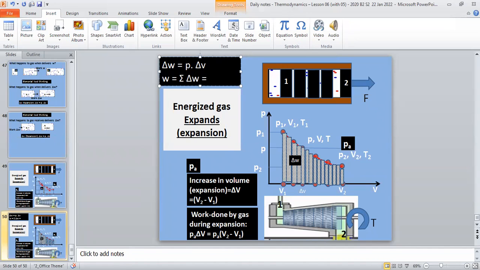That is the sum of P delta V. You know this phenomenon. Okay. Not to say phenomenon, the principle of the way we can evaluate this.